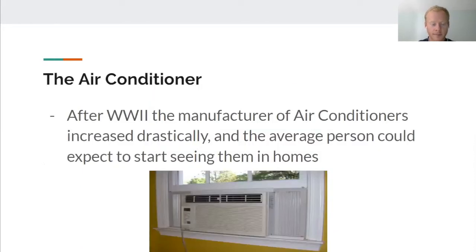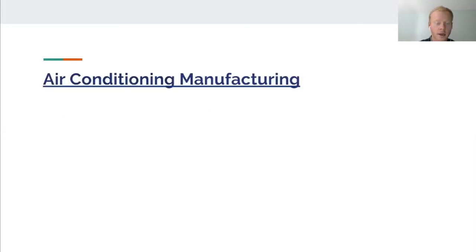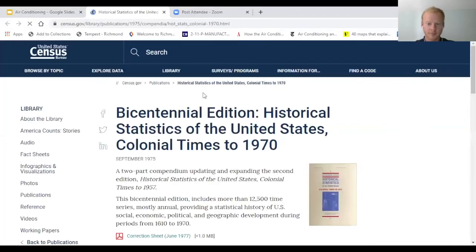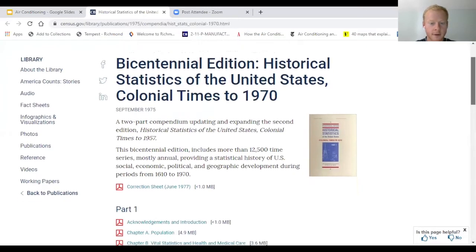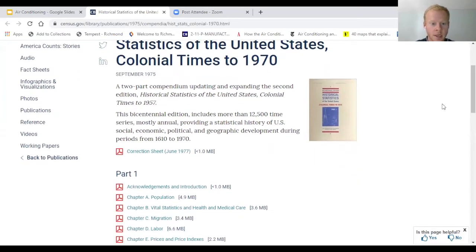After World War II, so about 1945 onwards, the manufacture of air conditioners increased drastically, and the average person could expect to start seeing them in their homes. So we know that the production of air conditioners increased drastically because of some data that was collected through part of the census. So I'm taking us to a part of the Census Bureau called the Historical Statistics of the United States from Colonial Times to 1970. What this shows us is a whole bunch of information about the US from the years 1610 to 1970.